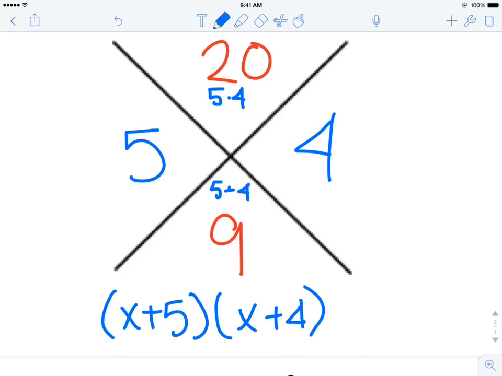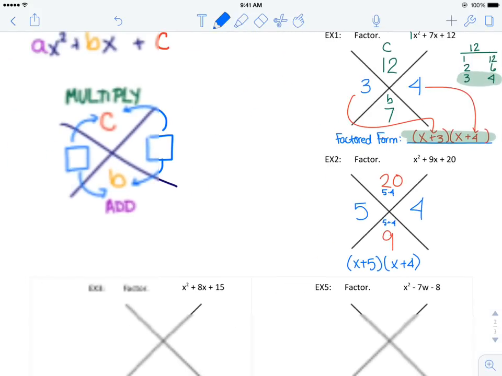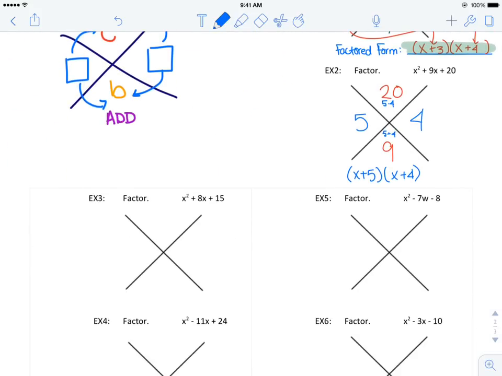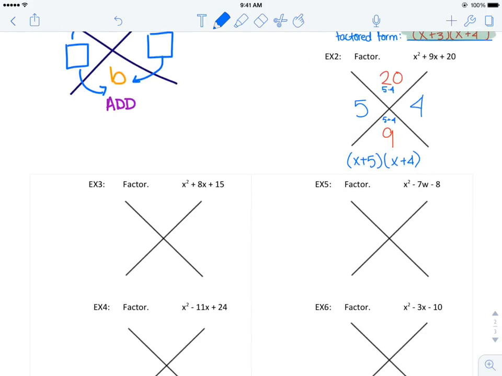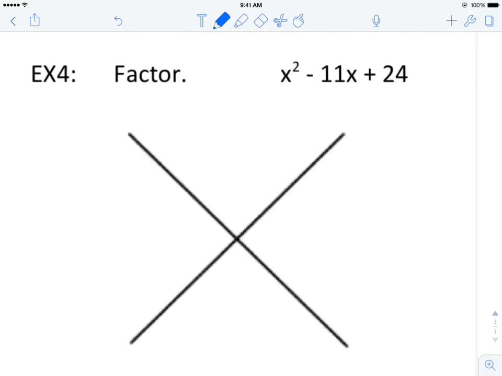Now this may seem easy peasy, but we're going to get into a couple more difficult problems when we have negatives in them. So I am going to say, you guys can do example number 3. Shouldn't be a problem because it's exactly like the other one. And let's go straight to example number 4.